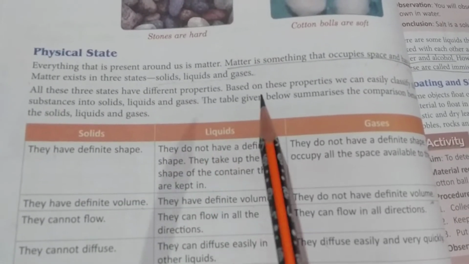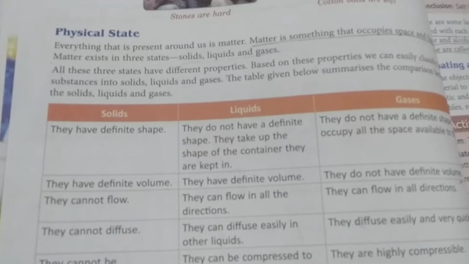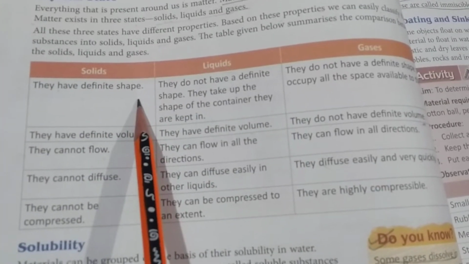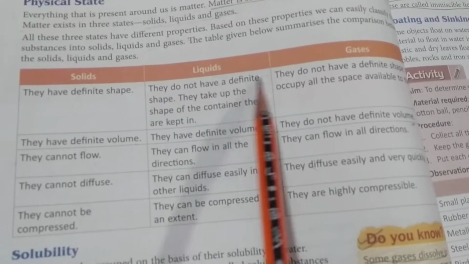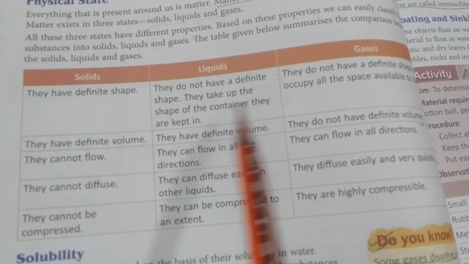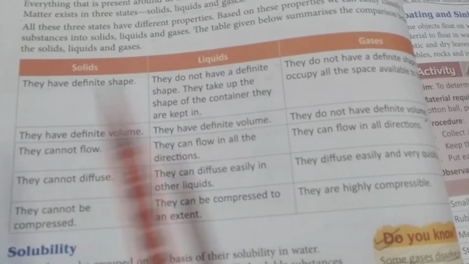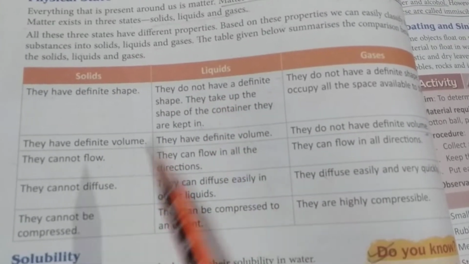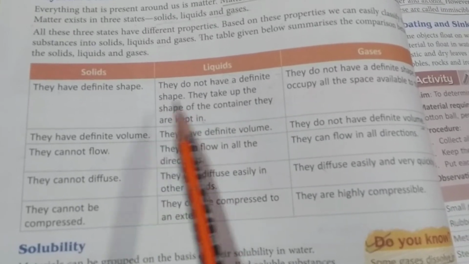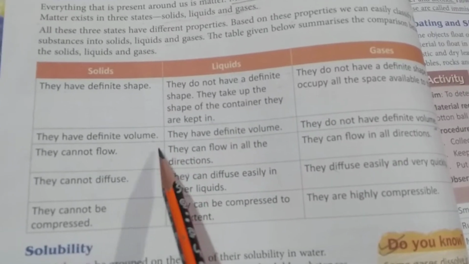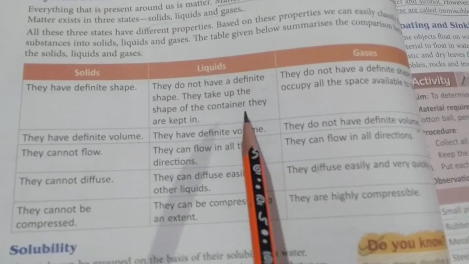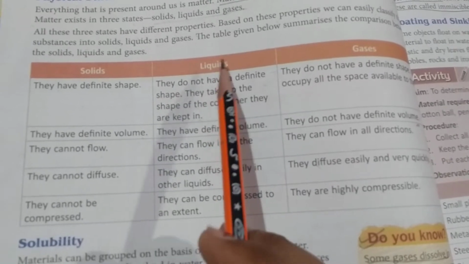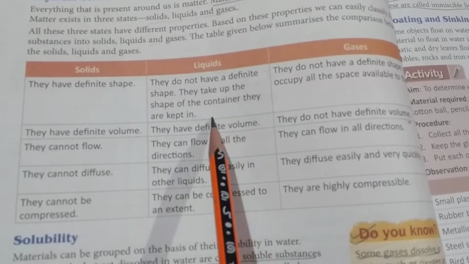Some properties of solids, liquids and gases are given in this table. First of all, solids have a definite shape. But liquids do not have a definite shape. They take up the shape of the container they are kept in. When we keep a liquid, for example water, in a tumbler, the water takes the shape of the tumbler. If we pour the same water into another vessel, it will take the shape of that vessel. This shows that liquids do not have a definite shape.